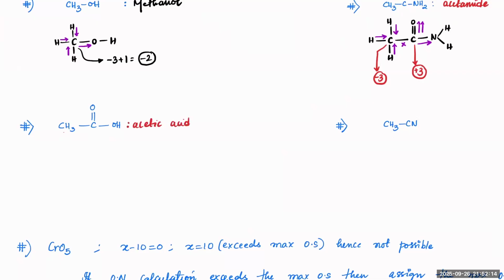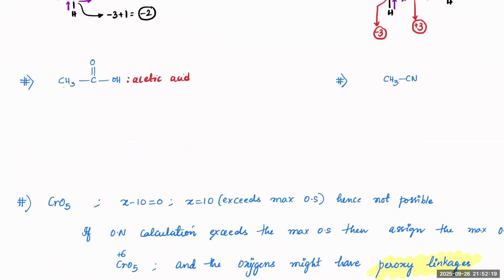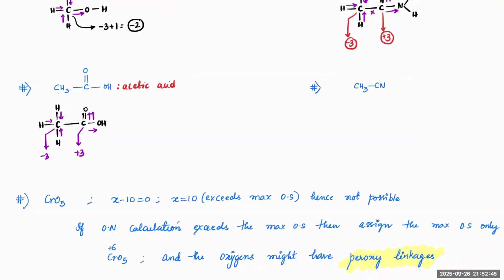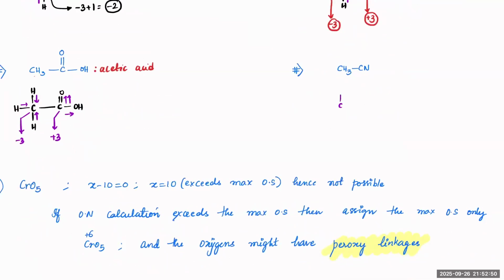Very, very useful, and we use it a lot of times in these redox reactions. So remember acetic acid. Again, here also we have three hydrogens connected with C double bond O and OH. So you can see three gains from three hydrogens. There are two losses here, one loss here. So that makes this -3 and this +3. Okay. Same as the acetamide case.